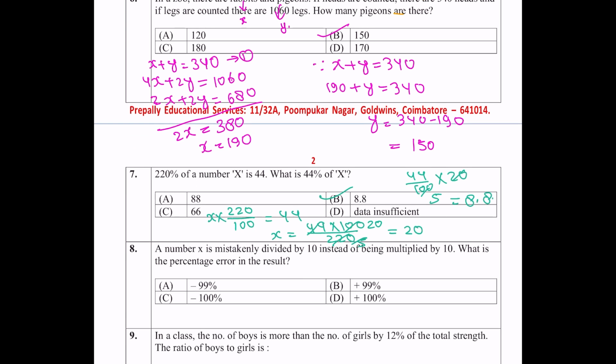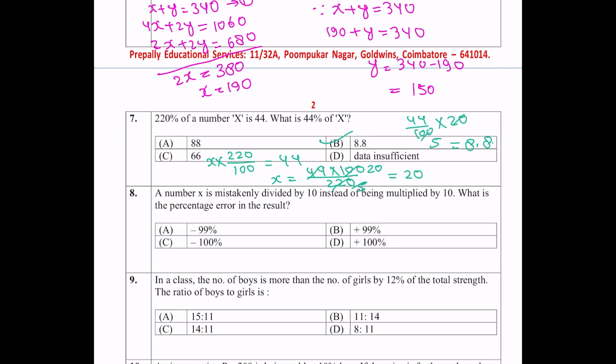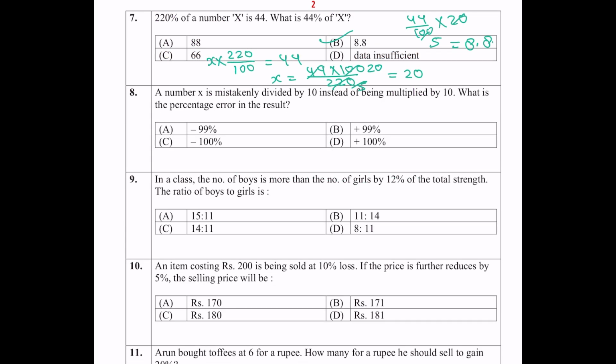So basically in this question we have to first find the value of x, then we have to calculate what is 44% of x. Now here question number 8, we have to find: a number x is mistakenly divided by 10 instead of being multiplied by 10. So like by mistake we do the division, so we are getting this result, but initially we have to multiply. So here if we calculate, the error is x by 10 minus 10x. This value, if you simplify, is minus 99x by 10. So percentage error here we have to calculate.